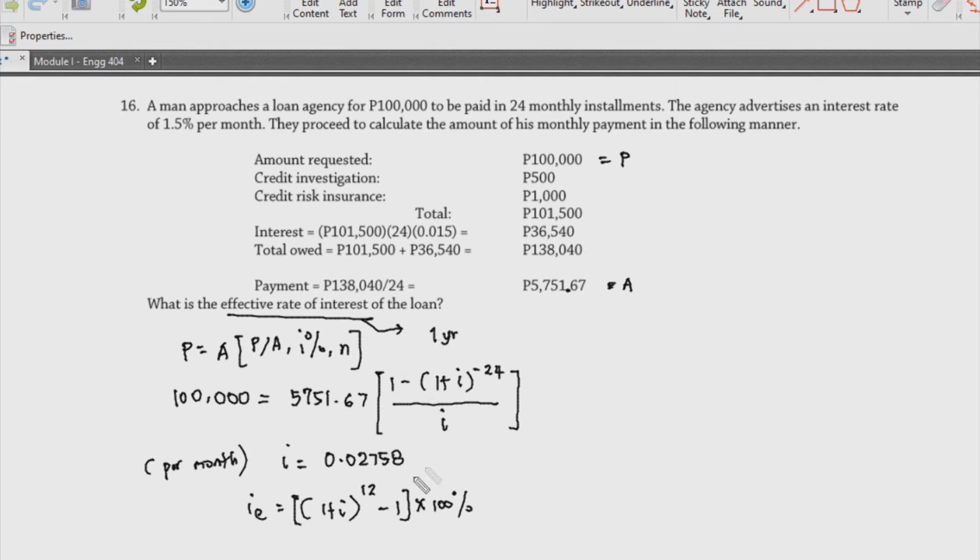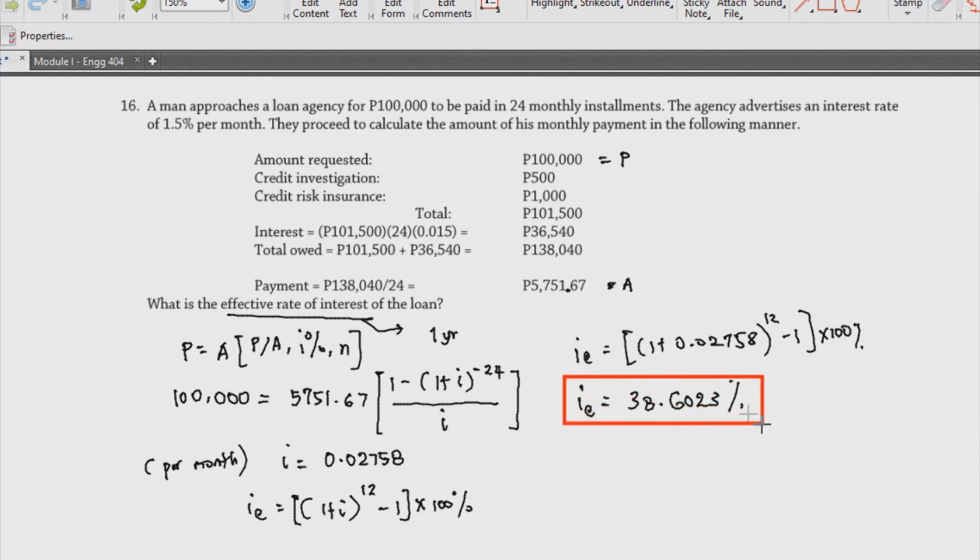So, remember that. So anyway, with this, I sub e is equal to 1 plus 0.02758, okay? Then raised to 12 and then minus 1 times 100%, okay? So this should give you a value of the effective rate of interest, which is equal to 38.6023%. Okay? So this is your final answer for this problem.